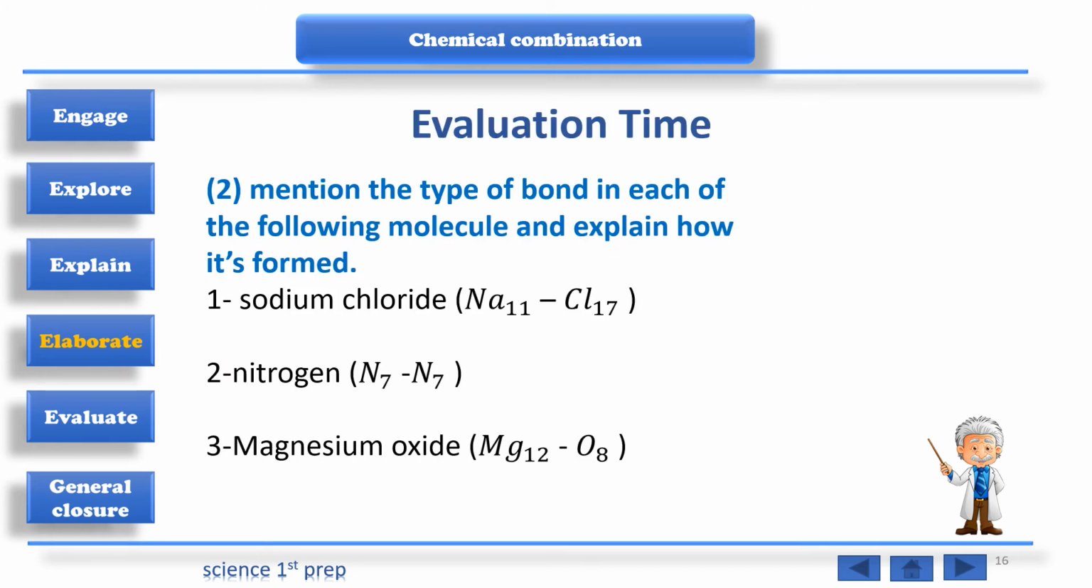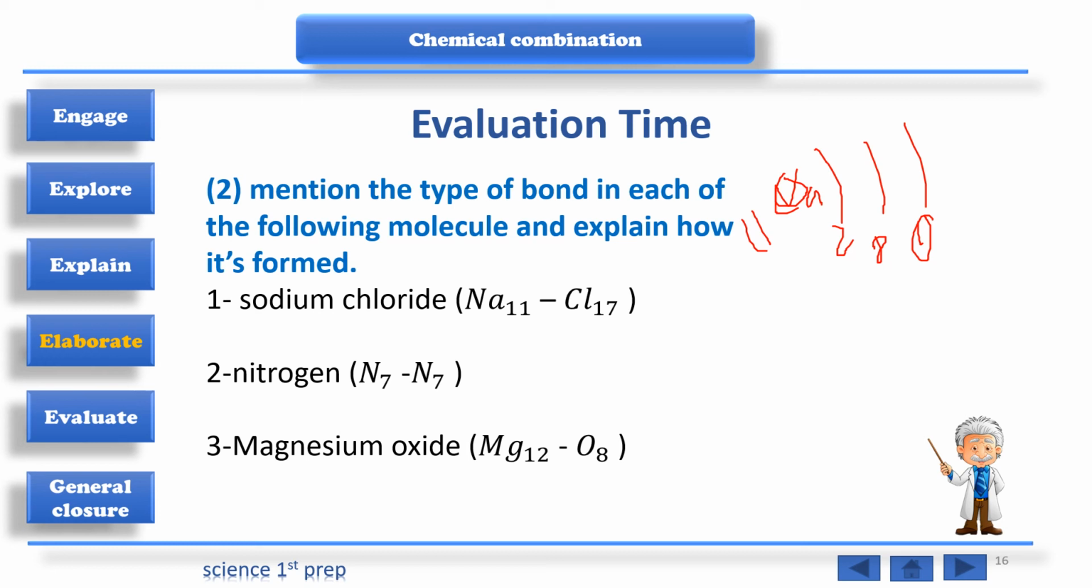And now this is the time for evaluation. Mention the type of bond of each of the following molecules and explain how it's formed. Sodium chloride, NaCl. Okay, here we have sodium, Na 11, 2, 8, 1. Is this metal or non-metal? Yes, in the outermost energy level we have 1 electron, so this is metal.